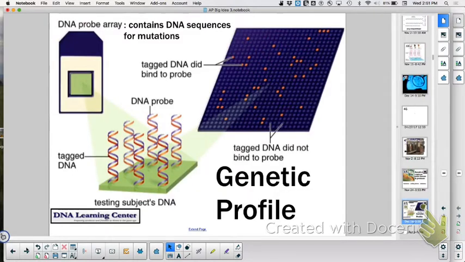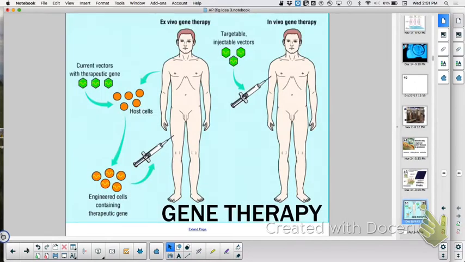Okay. A genetic profile, this is when they do probes to identify, and they'll take single-stranded DNA, like on a computer chip, and then they will denature your DNA and see what sticks. And if it matches, it means it's the same gene, and you have that, which could be a problem if they have some mutated DNA that they're matching you to. Gene therapy, ex vivo, in vivo. In vivo means what? Inside of you. Ex vivo, you remove your cells, you fix them, and then you return them.